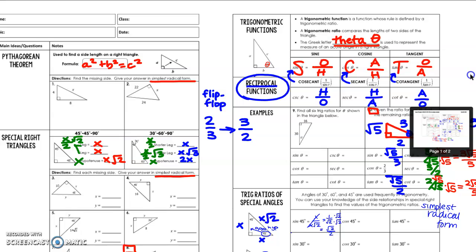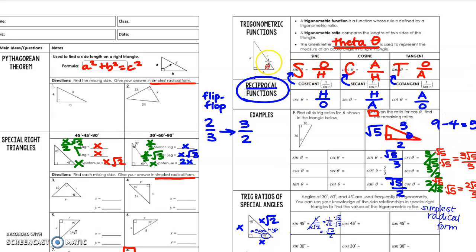Going back up to trig functions, this little symbol in the corner is called theta. It's a Greek symbol representing an unknown angle. So if you see sine theta, sine is opposite over hypotenuse, cosine is adjacent over hypotenuse, and tangent is opposite over adjacent. So SOH-CAH-TOA. Reciprocal functions, remember reciprocal, that word means flip-flop. So for example, 2/3 becomes 3/2.